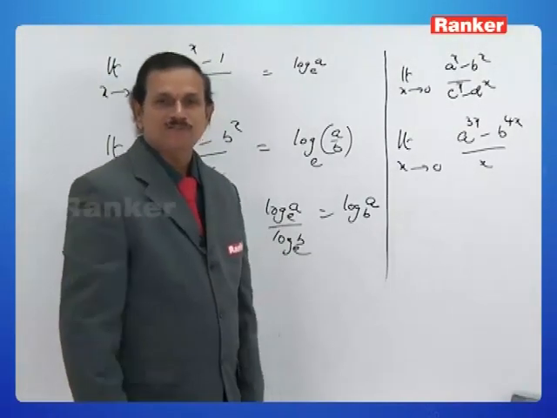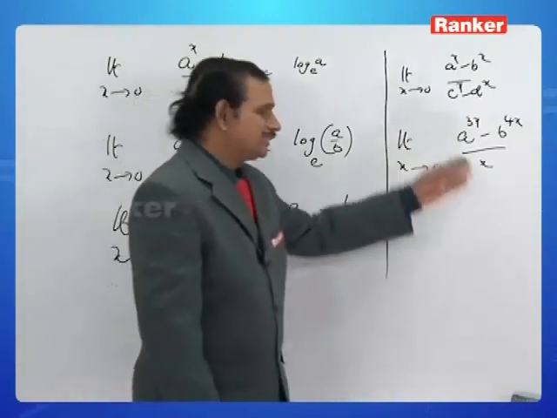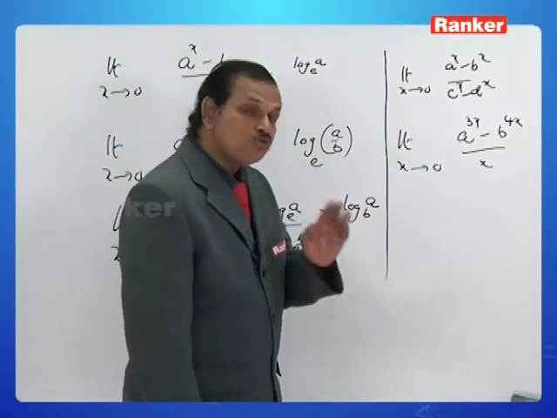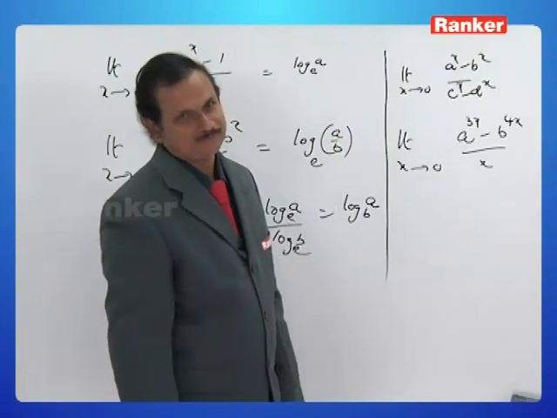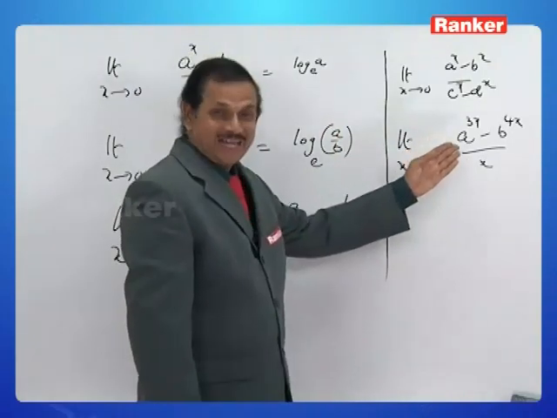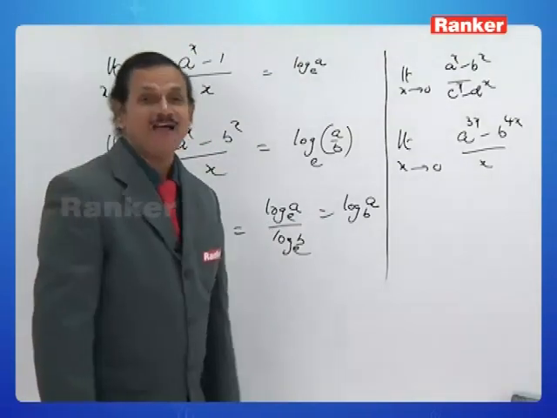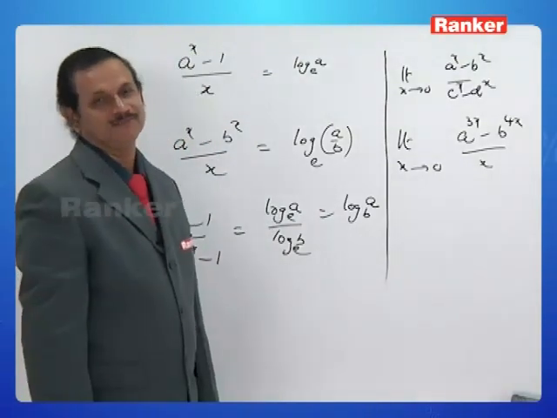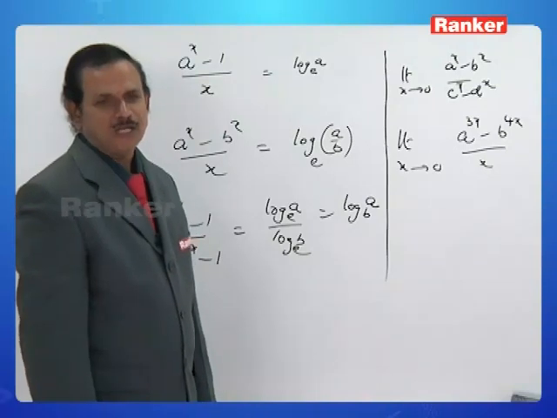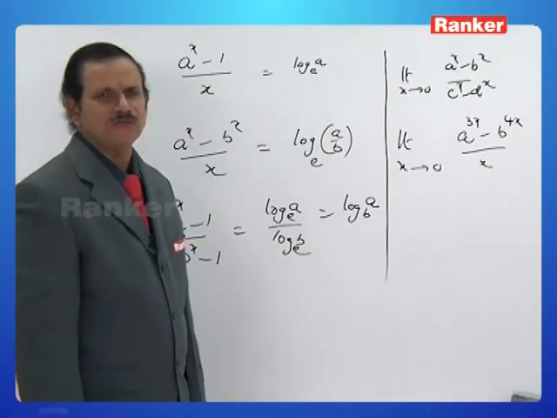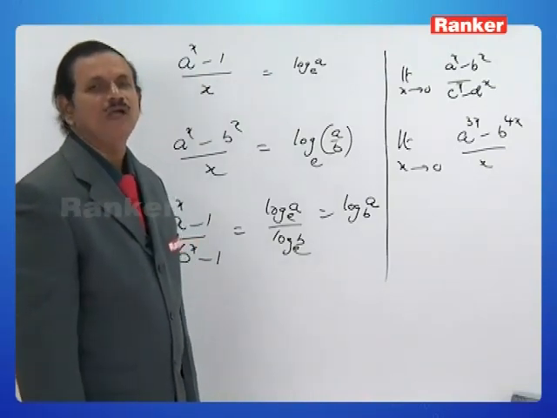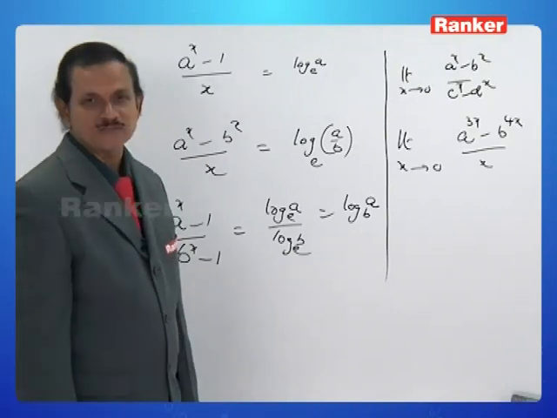Come on, what is the fate of that problem? A power 3x, we can have a cube whole power x. So it is log a cube minus log b power 4, that is 3 log a minus 4 log b. You can have the answer. According to the situation, you can change the question according to the convenience.